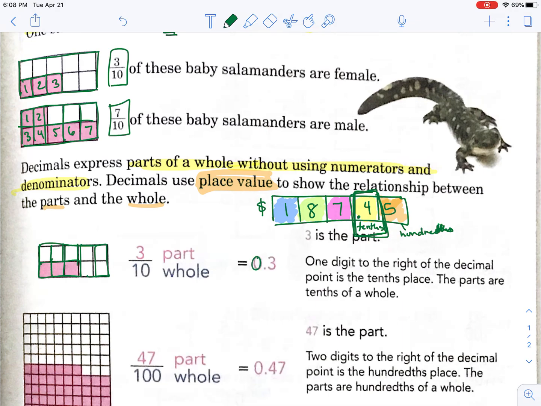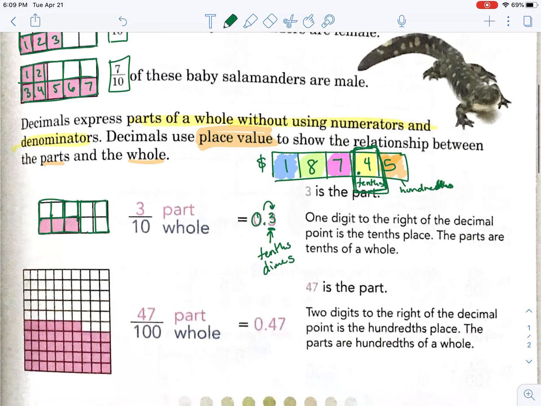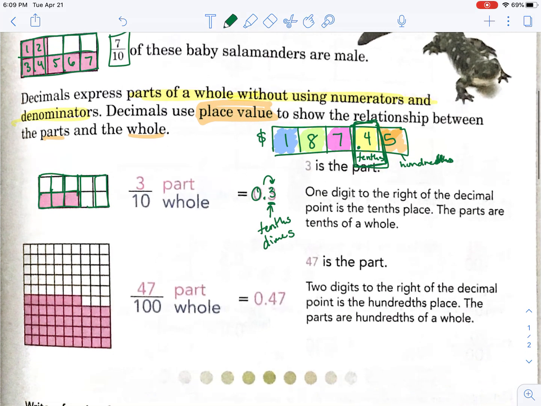Looks like this, because this is the tenths place, same as the dimes. One digit to the right of the decimal point is the tenths place. So see, just 1 digit to the right of the decimal is the tenths place. The parts are tenths of a whole. So this is what we've already done, boys and girls. They're just reminding you and breaking it down. So we did them separately, but now we're talking about tenths and hundredths all in the same lesson.